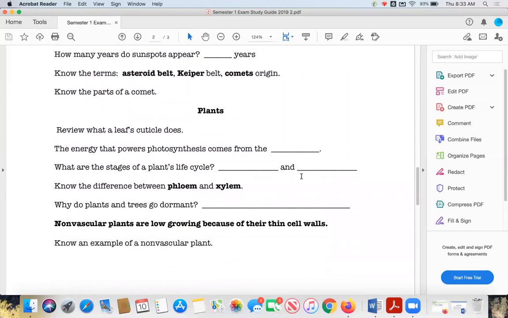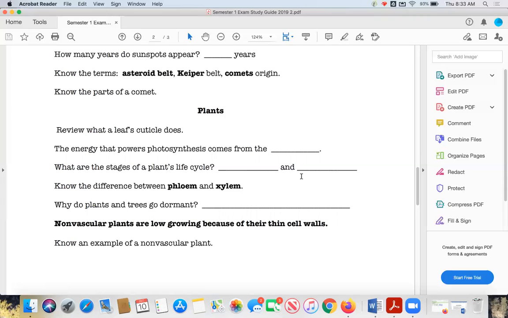Now, this part here is just a little bit leftover from the first semester, first nine weeks, okay? So this is just a little bit of review. What does a leaf's cuticle do? Remember, that's that shiny part that helps the leaf retain its moisture. The energy that powers photosynthesis comes from the big object in our solar system. What are the stages of a plant's life? Again, what do they do? Do they grow? Do they photosynthesize, that kind of thing. Know the difference between phloem and xylem. Again, phloem flows up, xylem flows down.